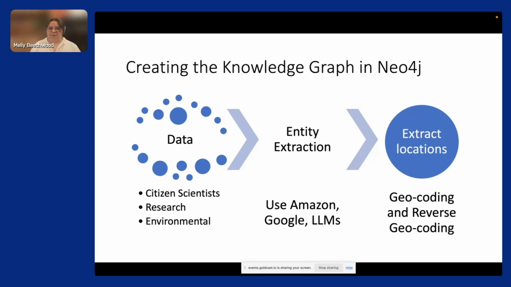So as we create the knowledge graph in Neo4j, we're going to be taking that data and then we'll want to do an entity extraction. We can use some entity extraction algorithms that are already available, such as the ones from Amazon or Google that you can already get in Neo4j and in Neo4j Aura. You can also use LLMs. And then from there, I recommend extracting locations and doing geocoding and reverse geocoding to make sure you have both the name and the coordinates of all the locations that have been seen.